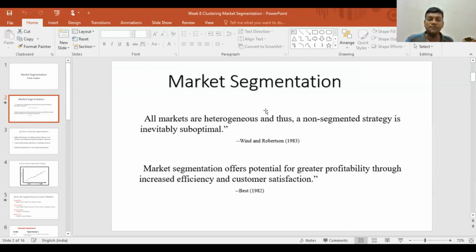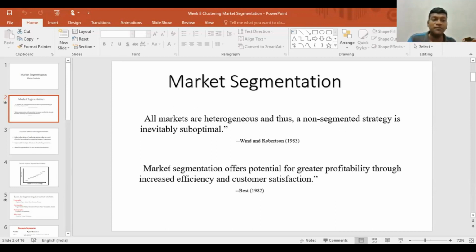You have to understand that your market is not homogeneous, and therefore you need to devise different products for different customers. As a number of you said, market segmentation offers potentially greater profitability through increased efficiency and customer satisfaction. Identify one group of people. There are customers who are more price sensitive, others less so. There are customers who are more quality conscious, others less so. There are customers who are more time conscious, who want to save time, others less so, and so on.